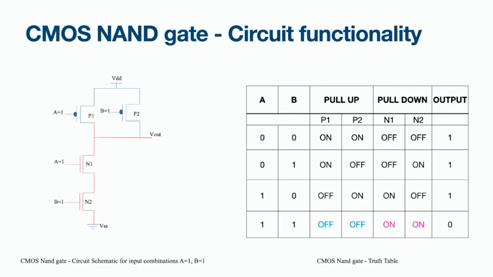Therefore, there will be no stored charge. It is completely discharged. Therefore, the output equivalent logic will be 0. So thus your output will be 0. So now for this input combination A equal to 1 and B equal to 1, both the pull-up network transistors P1 and P2 will be off, and the pull-down network transistors N1 and N2 will be on, and there is a path for the output Vout to discharge to VSS. Therefore, your equivalent output will be 0.